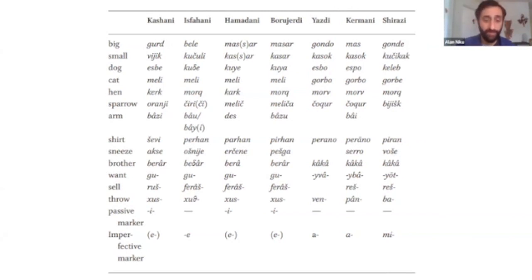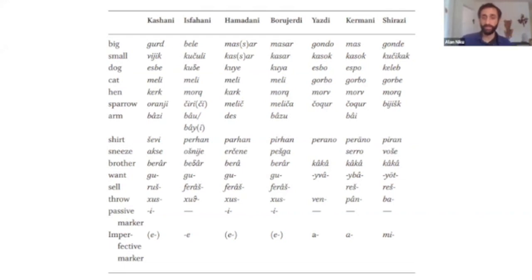If we look down about halfway, the word sneeze, every single one of these is totally different. Akse, oshnije, erchene, peshka, sero, voshe. These are all totally different. And I mean, you wouldn't be able to understand somebody who's speaking one of these dialects from a different place. Some of them are a little more similar. The word for cat seems to be relatively uniform. We're kind of in two groups, but the vocabulary is pretty different.